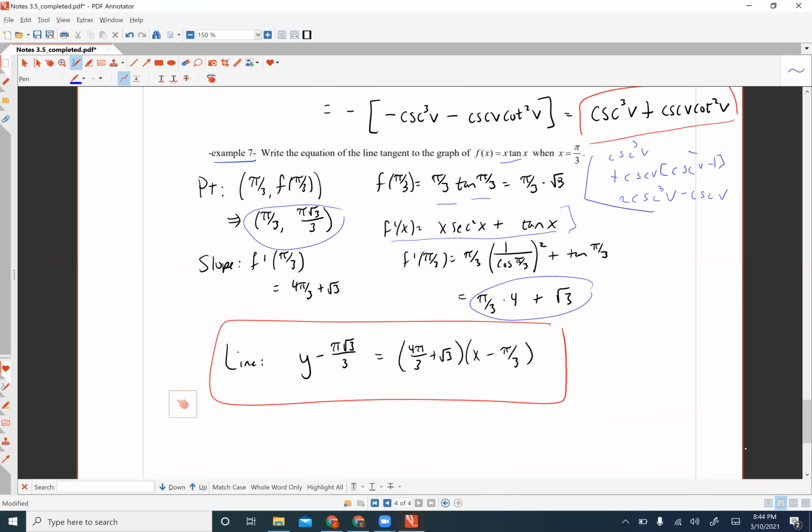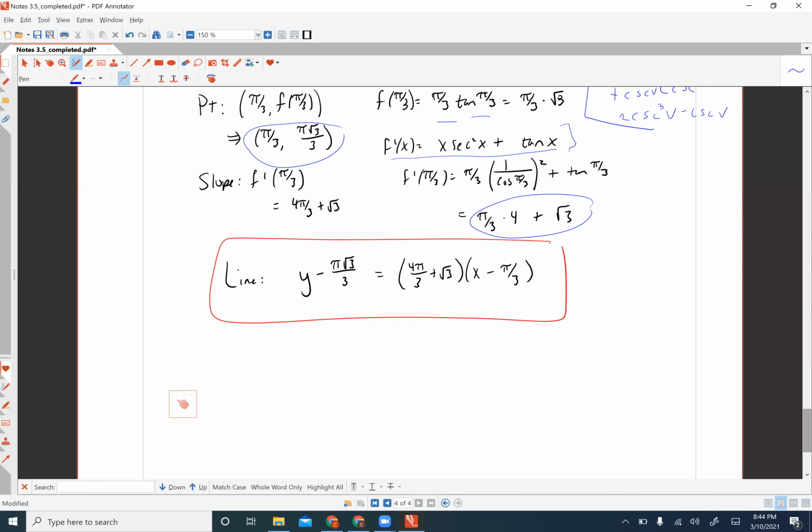And now what's the equation of the line? So it's y minus y1 equals the slope times x minus x1, where the point is at x equals pi over 3. We're not going to simplify by isolating y. It's y minus pi square root of 3 over 3 is equal to the slope, 4 pi over 3 plus the square root of 3, times the quantity x minus pi over 3. So this isn't really long to do, but it's kind of not a real elegant solution, maybe like we're used to seeing.